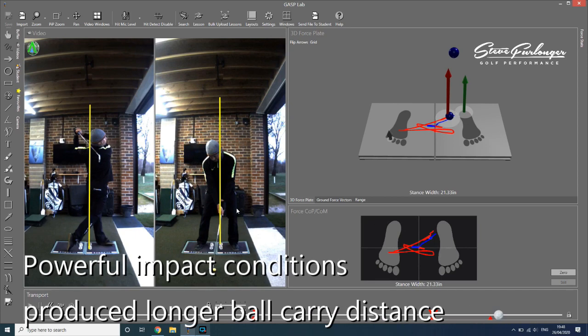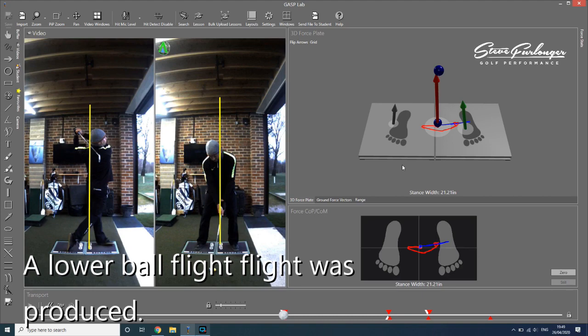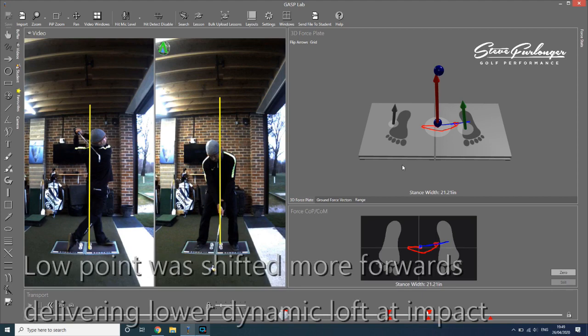Okay, so that swing produces a higher club speed and a higher ball speed and an increased carry distance. So this particular swing here, slightly different, would be used in a different situation on the golf course when I'm trying to flight the ball lower. It moved my low point considerably more forwards, delivered less dynamic loft, changed the strike on the face, changed the smash factor.